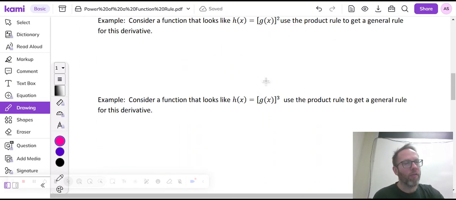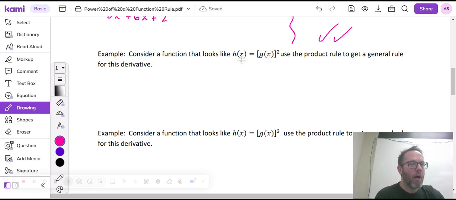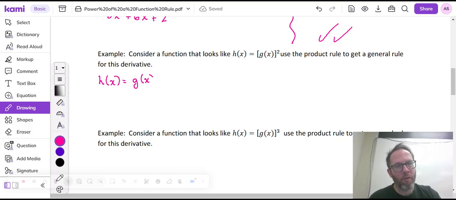We're going to start small. We're going to start thinking about a generic function. I'll call it h, and it's the square of a function g. We're going to use the product rule to get a general rule for this derivative. So here we go. If we were up above, what did we do? We wrote that function squared just as that function times itself. So let's write g of x squared as g of x times g of x. And then that's a product of two functions, so we can find the derivative using our skills from last day.